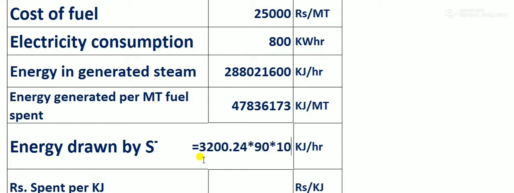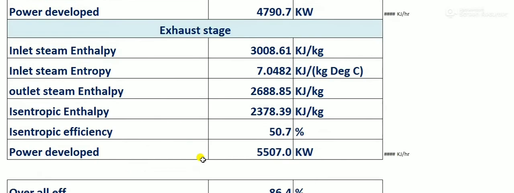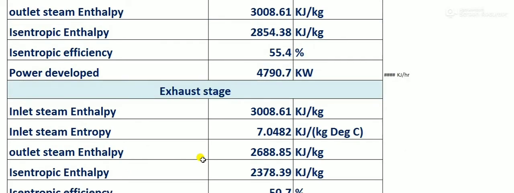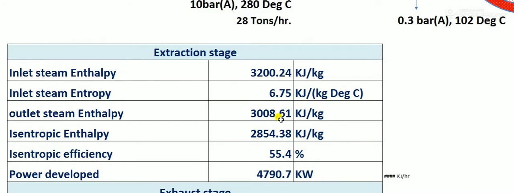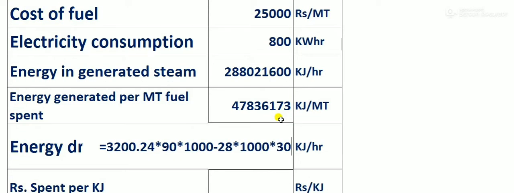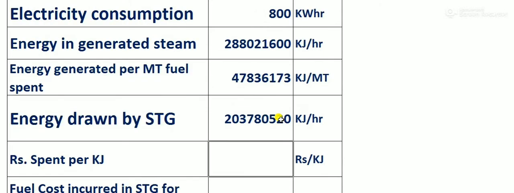Into 90 tons per hour, so we convert it into kg, so we multiplied by 1000, minus the extraction, where we are withdrawing steam of 28 tons. That also we converted into kg. This enthalpy is 3008.61. So this is the energy drawn by STG.